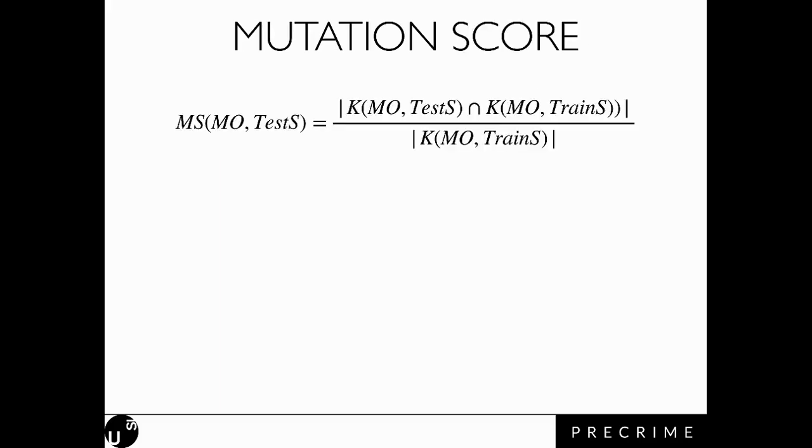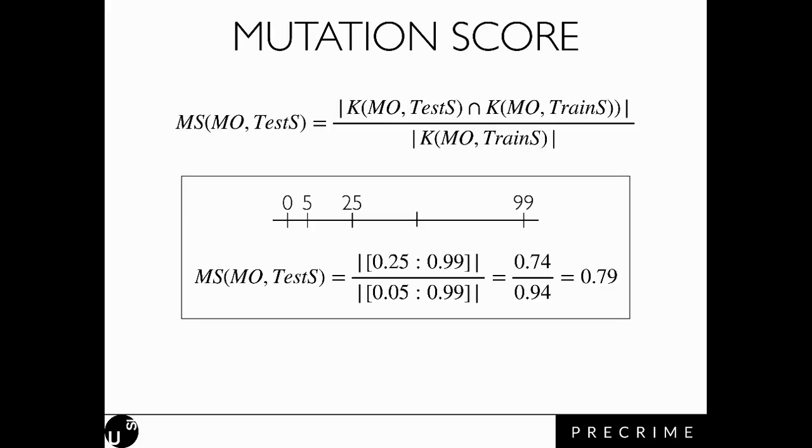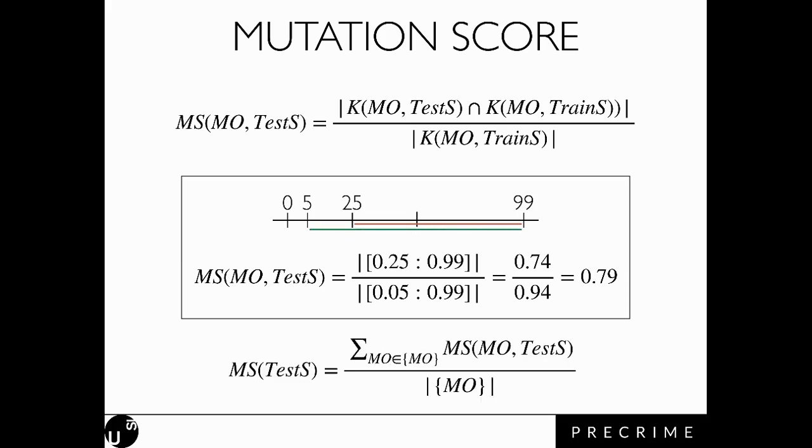Lastly, to avoid the problem of equivalent mutants, the mutation score of a test set is measured with regards to the training set. In other words, we measure how many mutants a test set kills from those killed by both the train set and the test set. The total mutation score of a test set is calculated as the average across the mutation scores of all the operators. Now I will show you the tool itself.